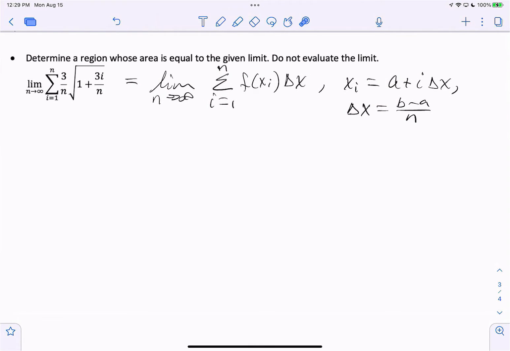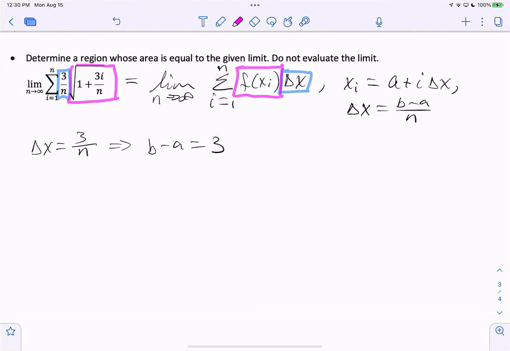Now let's compare the pieces of this sigma expression with the pieces of this sigma expression. I have a delta x here, and over here, the thing that looks like delta x to me is 3 over n. So I'm going to say delta x is equal to 3 over n, which means that b minus a is equal to 3. Cool. For f of x sub i, well, it's the square root of 1 plus 3i over n.